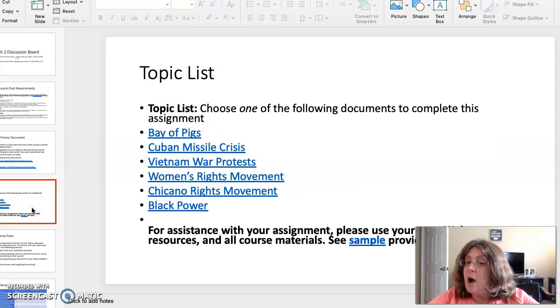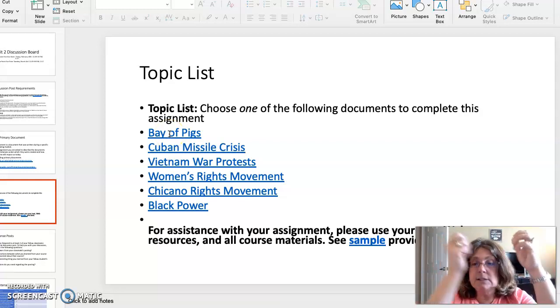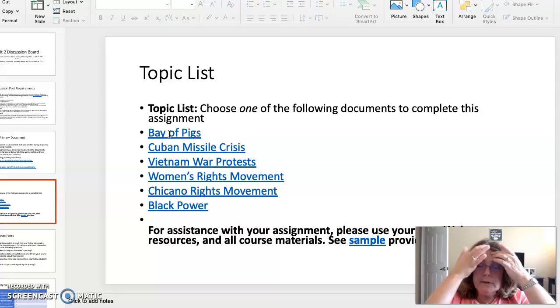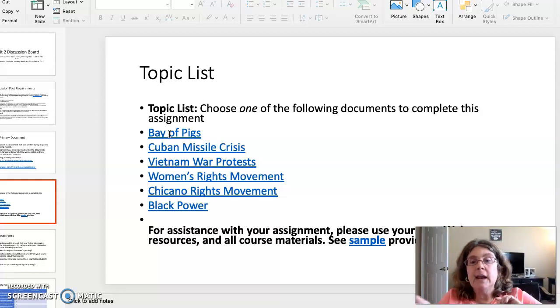Okay, so this is your topic list. The Bay of Pigs. Within the Bay of Pigs topic, you will be analyzing a letter written by Richard N. Goodwin, who was a presidential advisor to President Kennedy. He wrote the letter to President Kennedy regarding the Bay of Pigs in 1961.